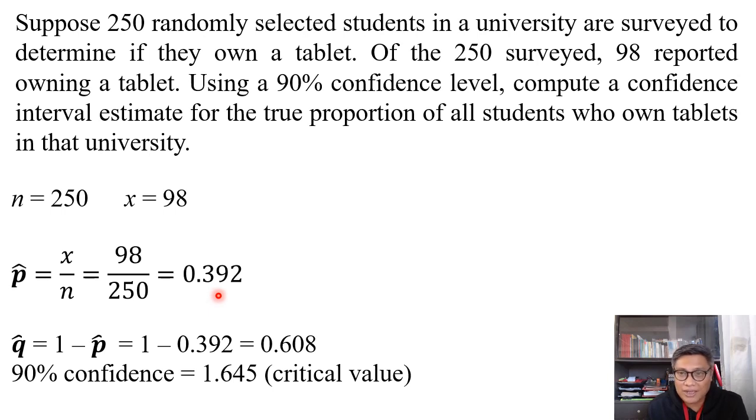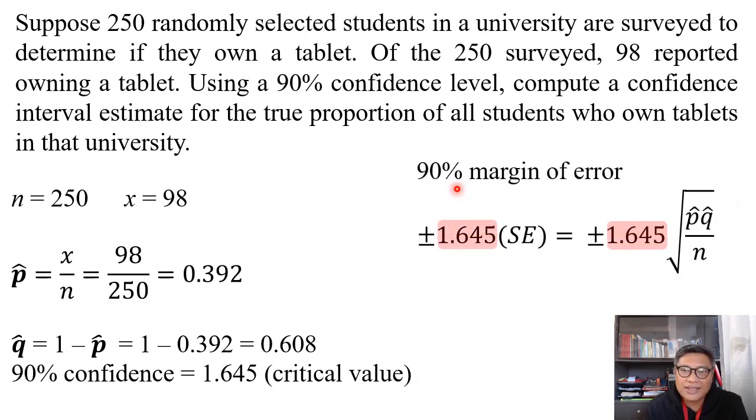So how many of the 250 students being surveyed don't have any tablet? That would be your Q hat. So that would be 1 minus 0.392, or 0.608, or 60.8%. Since 90% confidence is given, the correct critical value, class, is 1.645. So that's the one that we're going to use.